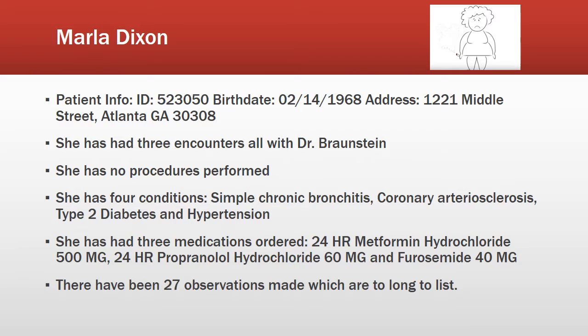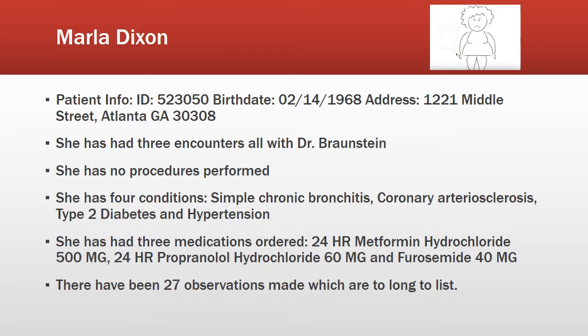So the last thing I want to talk about is Marla Dixon. I do not have all the screenshots from that because it was just too painful to try to display that and actually make this under 5 minutes. So I'll just summarize all the details about Marla Dixon. Her ID is 5230050. That's her patient identifier. Her birth date is February 14th, 1968, and she lives in Atlanta, Georgia.